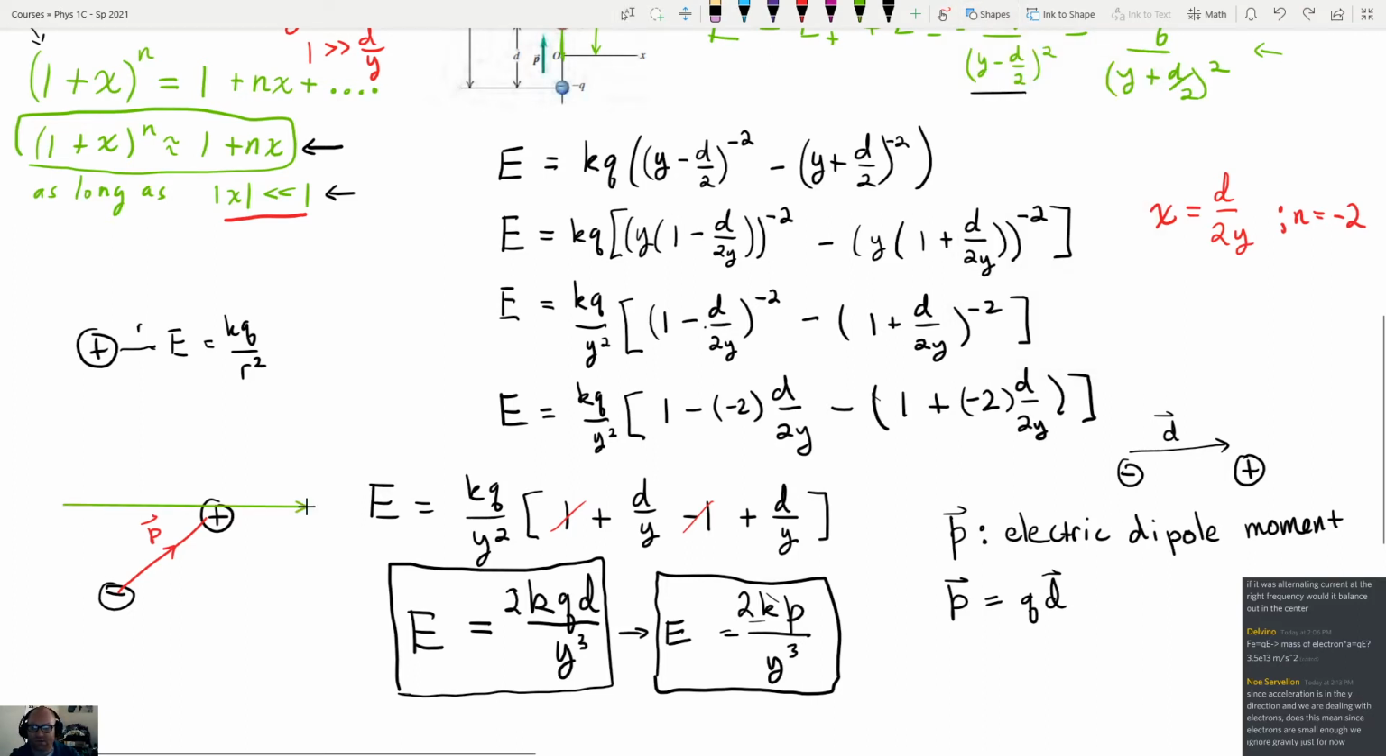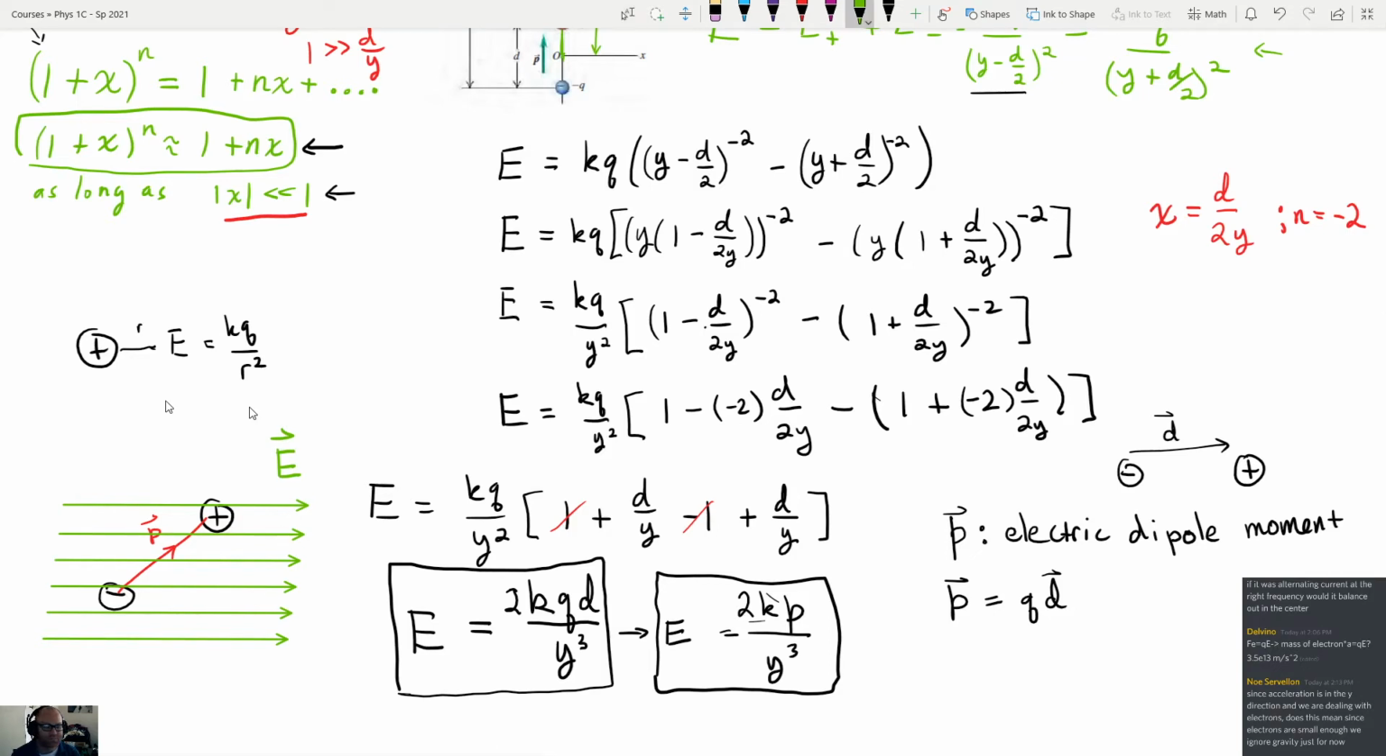So let's say that we put this object, copy, paste, there we go. So let's say that we place it into a uniform electric field that looks like this. And then in addition to that, let's say that this object is kind of pivoted. Let's say it's fixed so that it can't really move off of an axis that points like this.